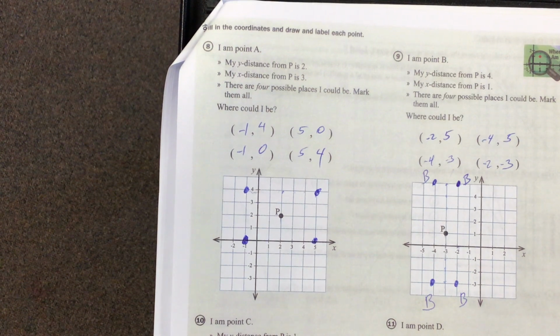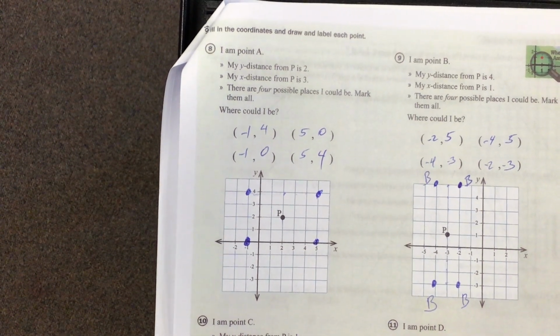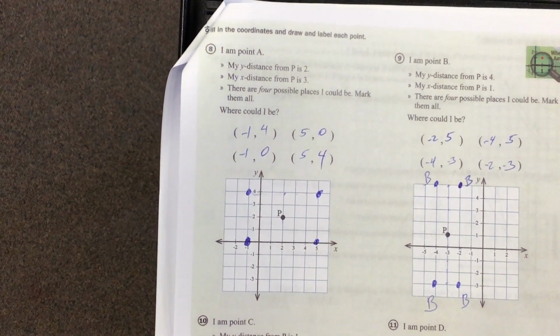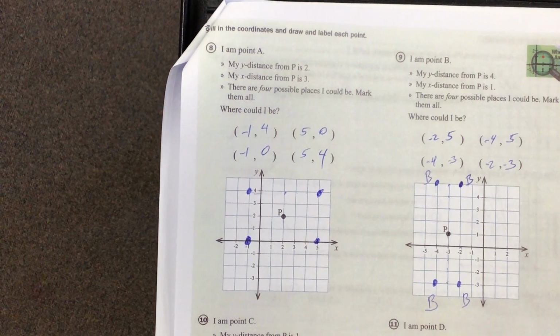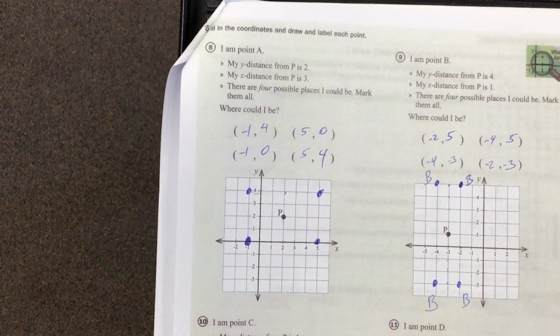All right. I am point C. Y distance is 1, x distance is 2. So up 1 to the right 2. Up 1 to the left 2. Down 1 to the right 2. Down 1 to the left 2. What do you notice about our answers here? There's only 2, so those are not my answers, so it must give me some more clues.